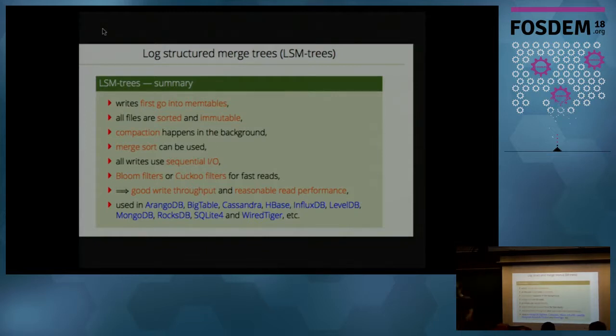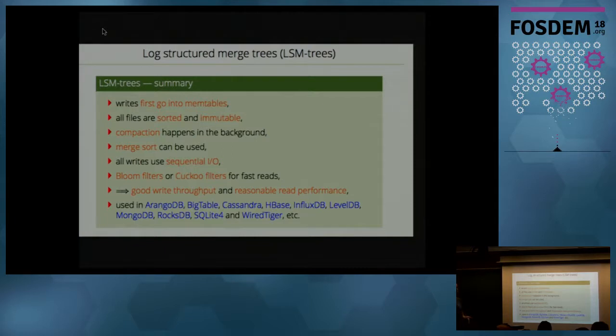So, summary. The first writes go into these memtables, which is level 0, in memory-mapped files most likely. All files are sorted. Oh, and I forgot, all of them are immutable. As soon as I have pushed something down into level 1, it stays immutable. Thereby, I can super easily cache the Bloom filters, because the answer will never change.